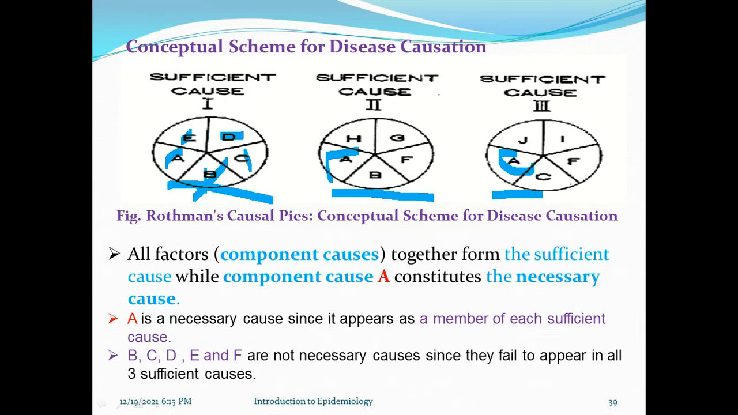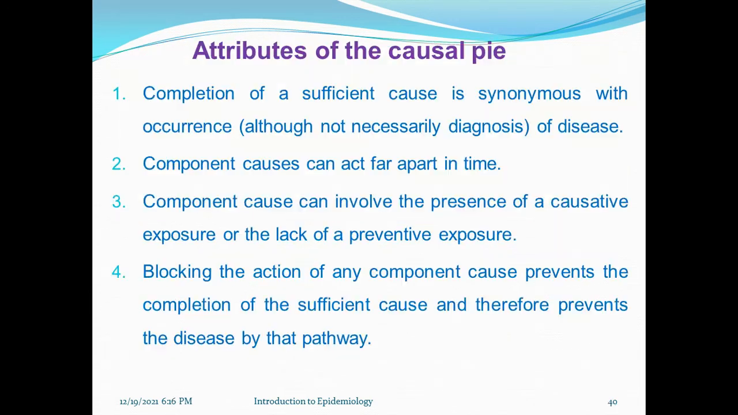But when you see individually, C is a component cause, or D is a component cause. This is all about the difference between component cause, sufficient cause, and necessary cause.